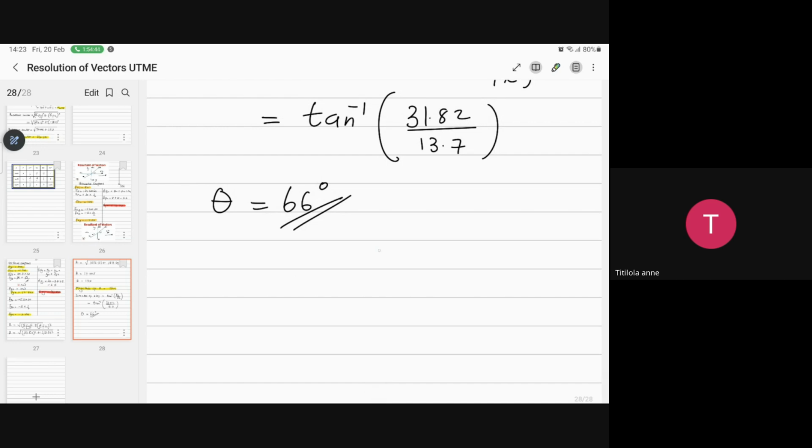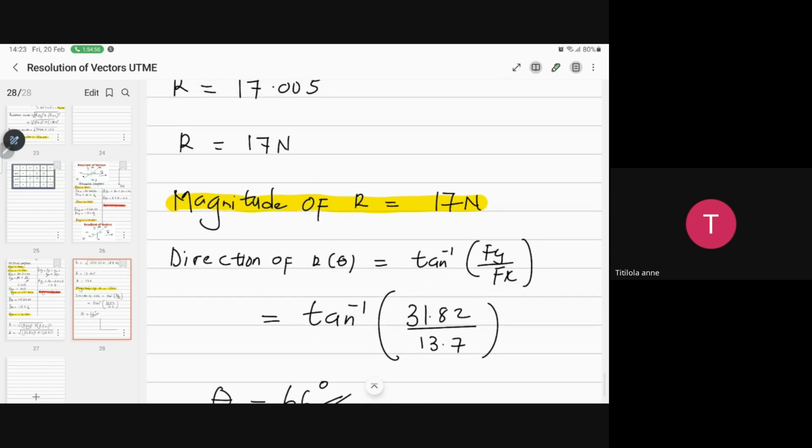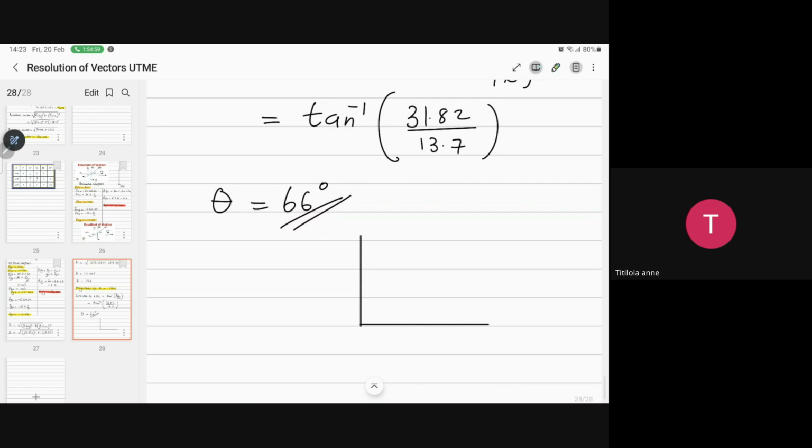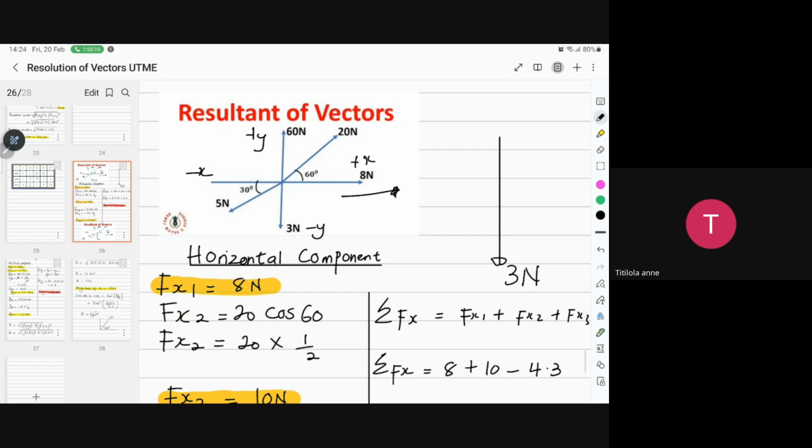Is that okay? So let's say they ask us to represent this. In case we should have something like this, let's have this angle right here. Since it is 66 and the resultant vector is positive, R is 17, it means that it should be in the first quadrant. So you should have something like this. This is 17 Newton, and the angle around that very guy should be 66 degrees. So in case you are asked to represent, that's exactly how to handle your resultant, resolving more than two vectors.